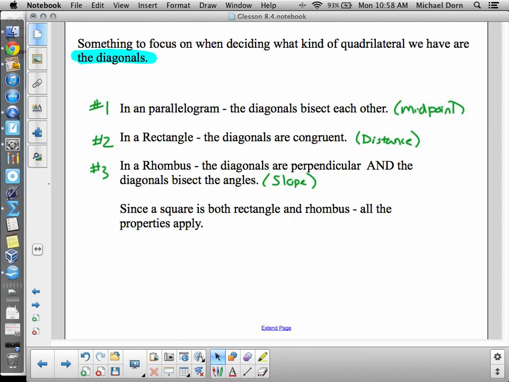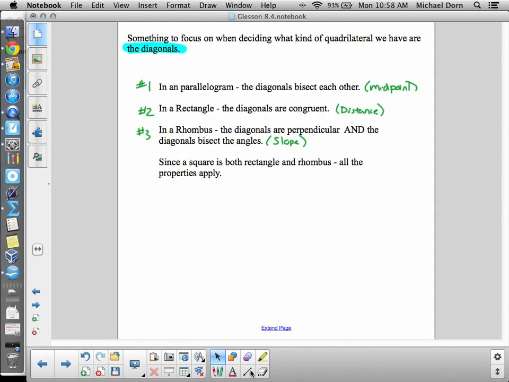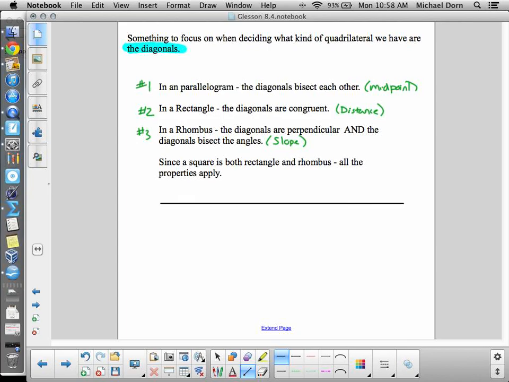So we could actually make up a little chart here if we wanted to. So we start with, are they bisecting each other? If they bisect only, well, I'm not quite sure how I want to organize this right now, so we could make a chart. A flow chart would probably be easier.